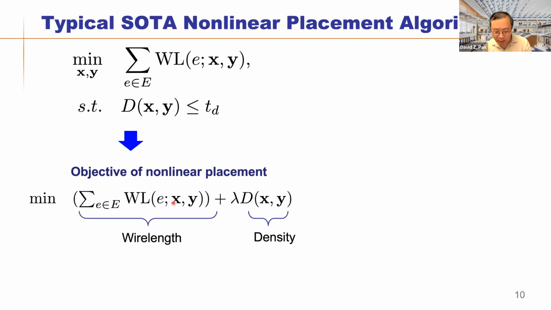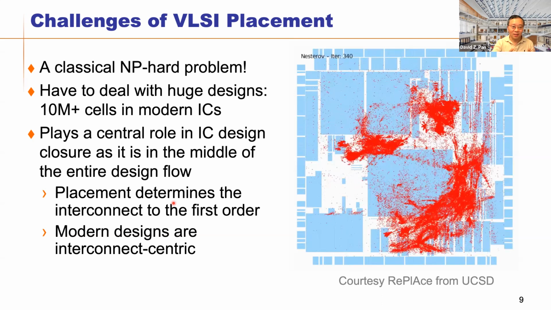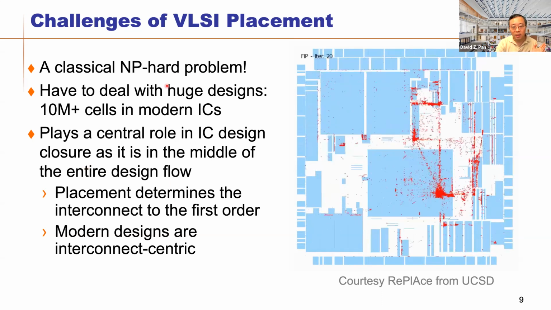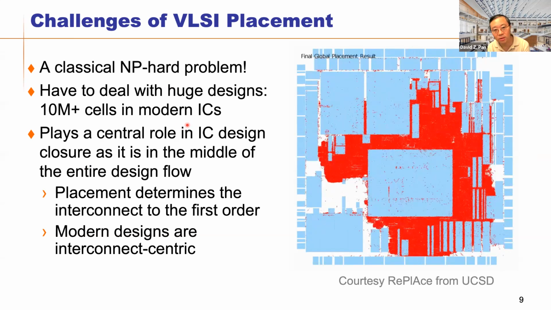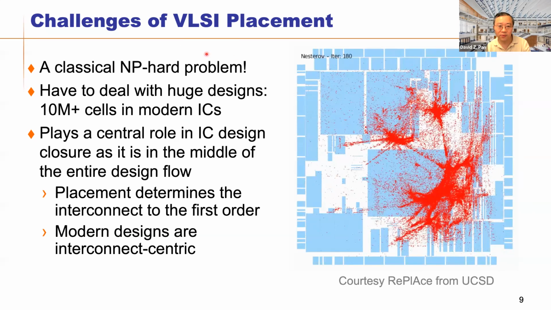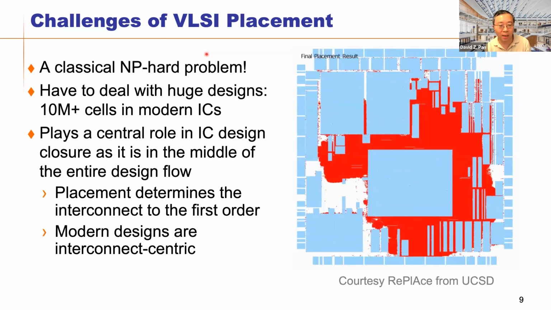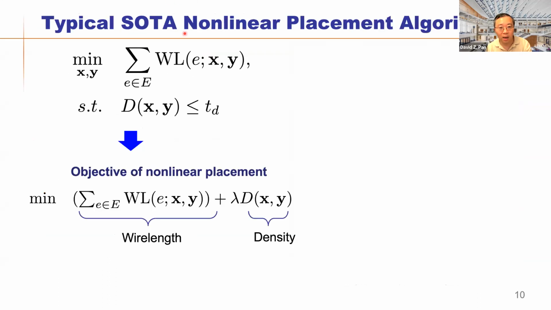I'm not going into the details of the history of placement, but placement has been studied for 50-plus years. It's a very well-studied topic, but it is still a very active research topic. This problem is just so hard, and people developed early on partitioning-based algorithms or simulated annealing or other analytical solvers. But the current state of the art is a nonlinear placement algorithm, based on a formulation like this.